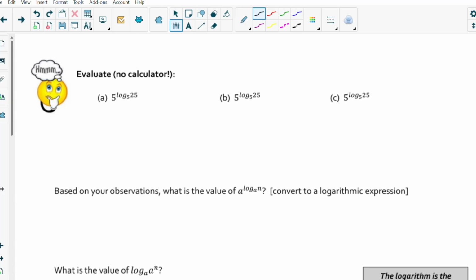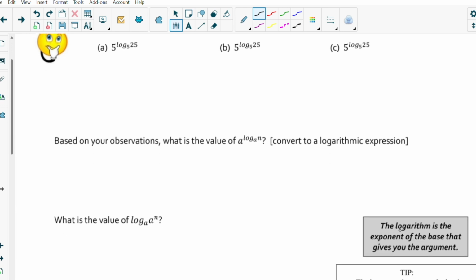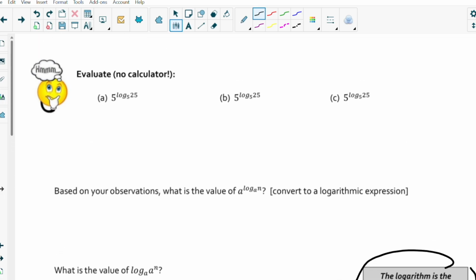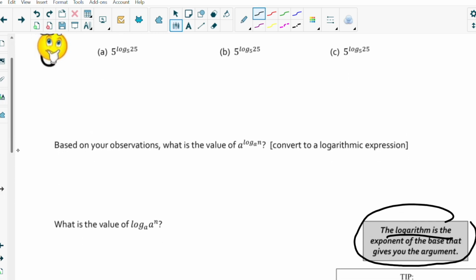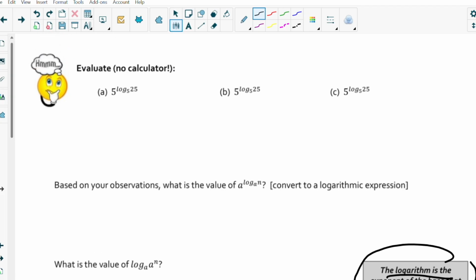Evaluate, no calculator. What is going on? Now I have exponents that are logs. How is this even possible? Okay. Evaluate, no calculator, then with a calculator. Don't put your calculator away, okay? Use what you know about logarithms here. The logarithm is the exponent of the base that gives you the argument.